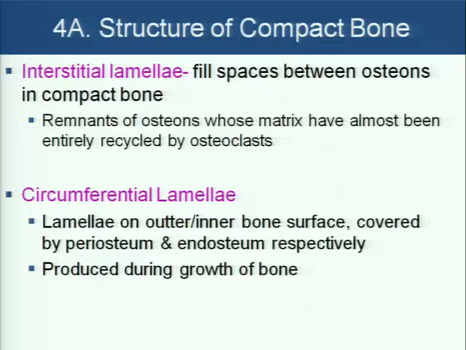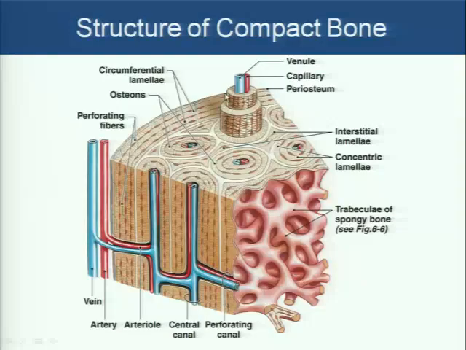The circumferential lamellae are the ones on the outer or inner bone surface. They're the ones covered by the periosteum. So this would be these ones out here, or in here. So these ones are called circumferential, these are interstitial, and these ones are concentric.